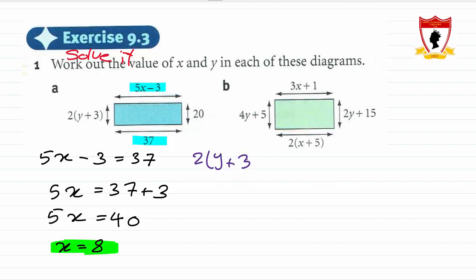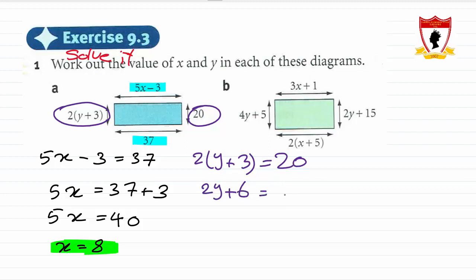2(y + 3) is equal to 20, because 2(y + 3) has the same length as 20. Now to solve this, firstly we expand. Whenever you have brackets, you better expand, then keep the letter alone on a side. 2 times y is 2y plus 2 times 3 is 6, equals 20.